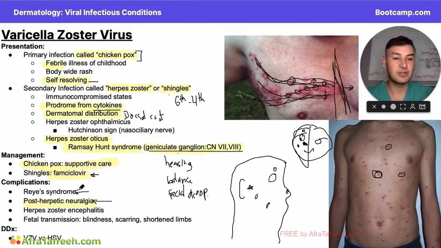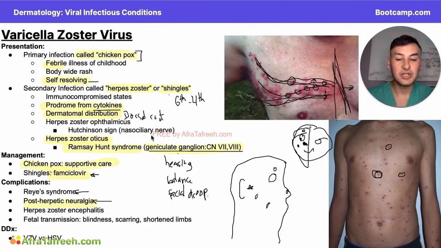So if you have a kid with chickenpox, never, ever, ever give them aspirin, okay? And that's because giving them aspirin can precipitate Reye's syndrome, which is an issue with the liver, which can actually cause death in kids. So never give aspirin to a kid with chickenpox.